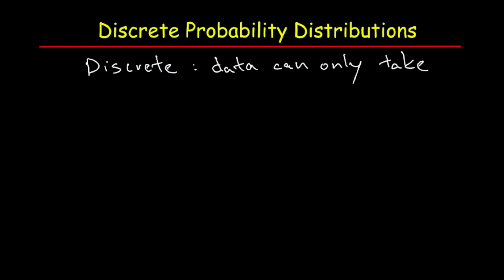Today we're going to be talking more about statistics, specifically discrete probability distributions. A few videos ago we talked about discrete and continuous variables. Remember that a discrete variable means that the data can only take certain values. This can be something like how many people are in a class, but it can't be something like the temperature of the room, because the temperature of the room can take realistically infinite values.